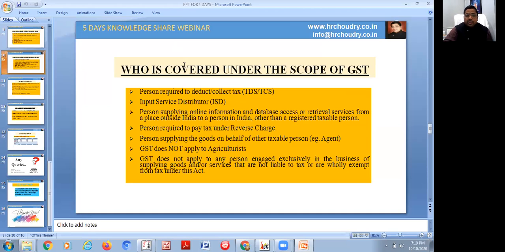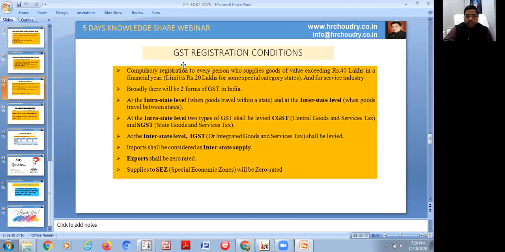In case of agriculture products, GST is not applicable. If you are dealing in agriculture products, there is no need to take the GST registration. If you are providing any exempt services, there is no need to take the GST registration. If you are exporting goods, in that case, you have to take the GST registration along with a letter of undertaking, if you don't want to pay the tax, if you are exporting goods without payment of taxes.